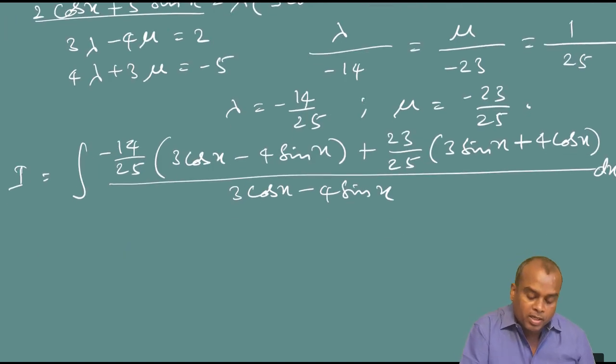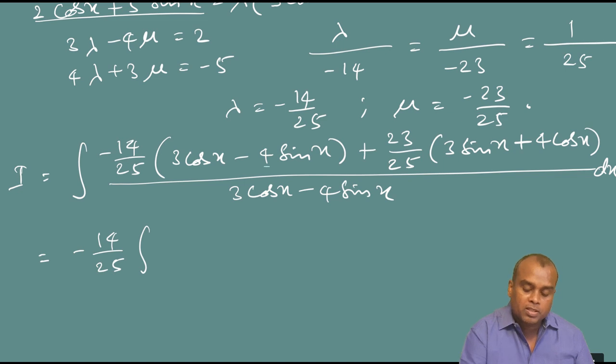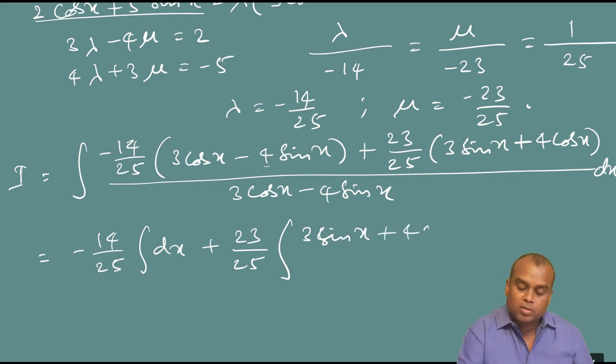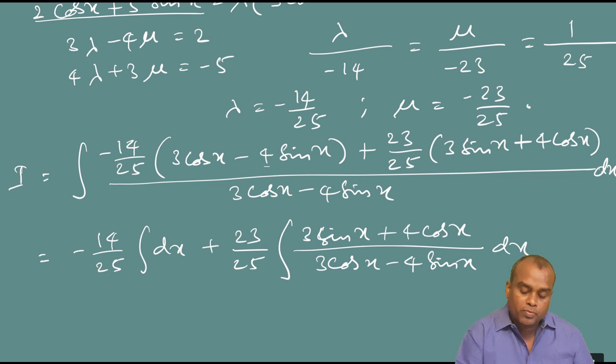Now I write separate denominators. So when I write separate denominators, you can see that the first part is nothing but minus 14 by 25 into integral. These things, they will get cancelled. You will have integral dx first part. The second part, 23 by 25 into integral 3 sin x plus 4 cos x by 3 cos x minus 4 sin x dx. Okay, so if I keep the minus outside only and inside, if I keep that minus as it is, you can see that this is nothing but integral f dash of x by f of x dx.